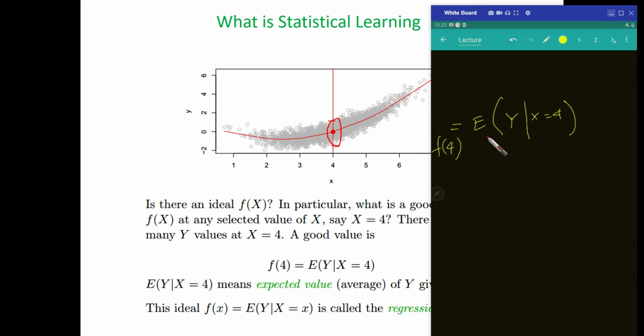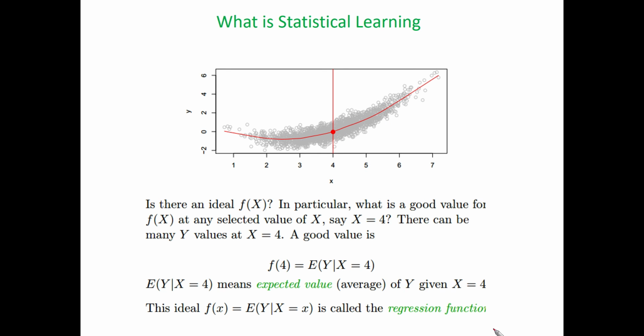We are trying to calculate that f of x, right? If x is 4, what is the good value? The good value is actually at this point, this conditional expected value: at x equals 4, you just calculate the expected value of y. That means you just take the average of all of these y's, and this value is your good value or expected value. Okay.